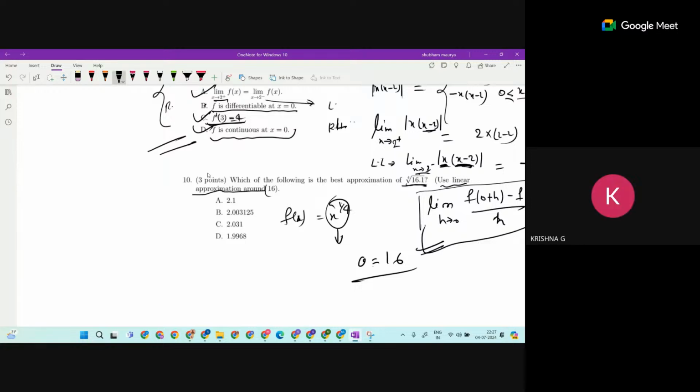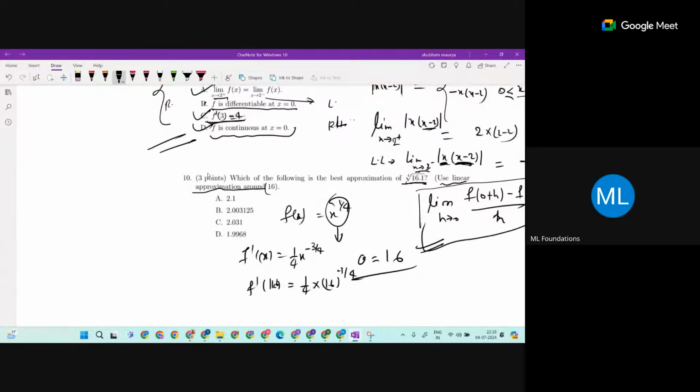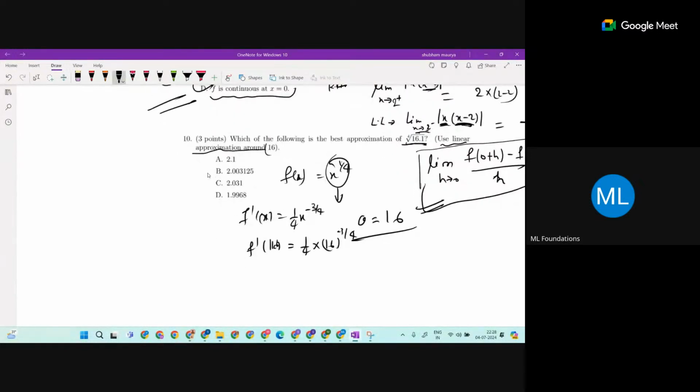We just need to differentiate this, which is going to be 1 by 4 of x to the power minus 3 by 4. And now the derivative value at 16 is going to be 1 by 4 of 16 to the power minus 3 by 4. And then finally the linear approximation is going to be f of 16 plus the derivative times (x minus 16), with the function value at 16.